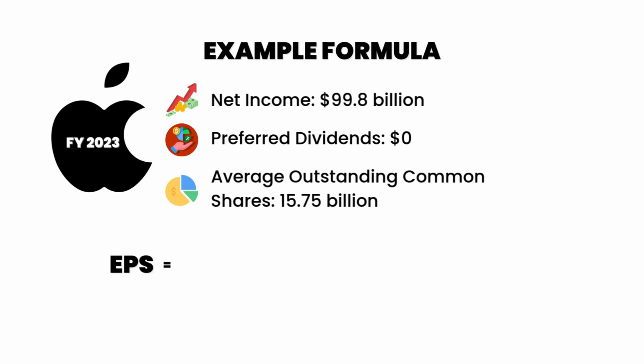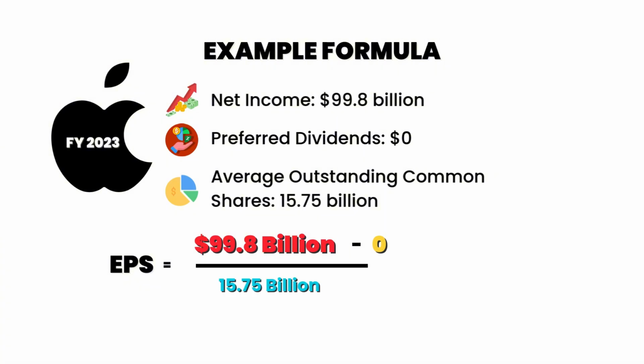Okay, so let me grab my calculator. We're dividing $99.8 billion by 15.75 billion shares. That gives us an EPS of... Drum roll, please. $6.34 per share. So for every share of Apple stock someone held in 2023, they essentially earned $6.34 of the company's profit. Exactly. That's the power of EPS. It boils down a company's performance to a per-share figure, making it easier to understand and compare.